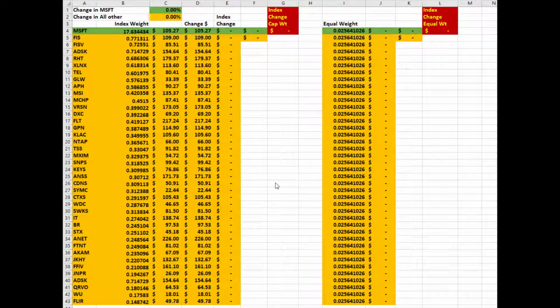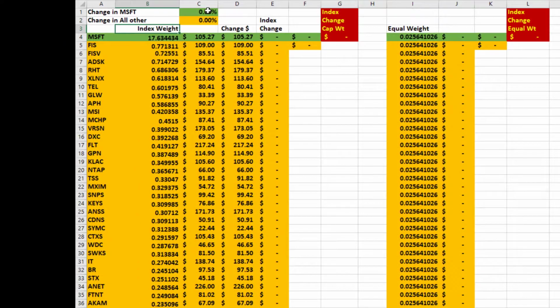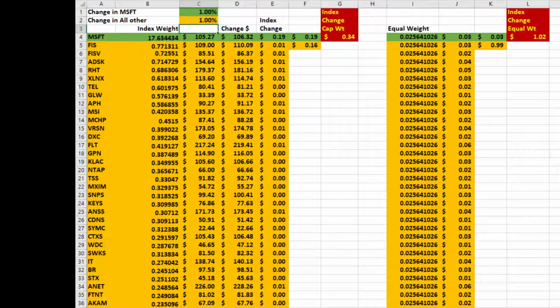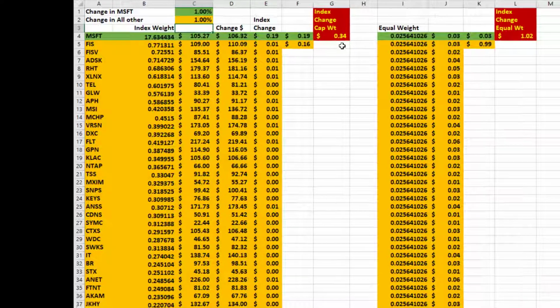We'll start out by adding, let's say today, that Microsoft goes up 1%. You can see in the green row there that we had a 19-cent impact on the index with just Microsoft at its current weighting. Now we're going to add 1% to each of the other 39 stocks, and we'll show you what happens there. Even with all of these stocks, and some of them are really big stocks, it only added a total of 16 cents to the index. So the total cap-weighted index goes up 34 cents, while the equal weight index goes up $1.02.